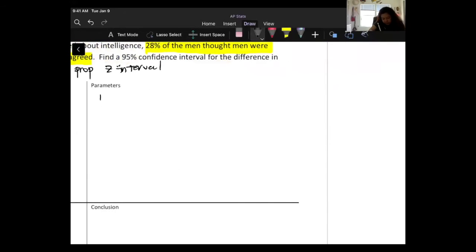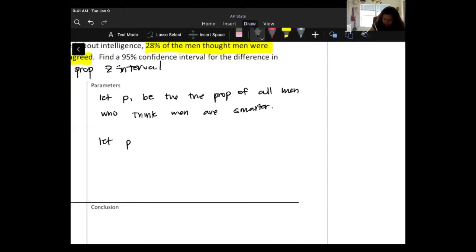Parameters. Let p1 be the true proportion of all men who think men are smarter. Let p2 be the true proportion of all women who think men are smarter.